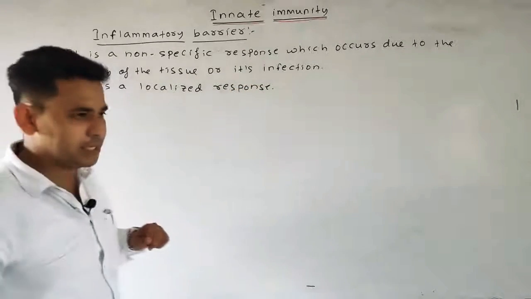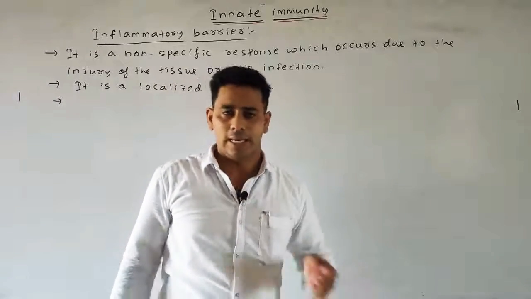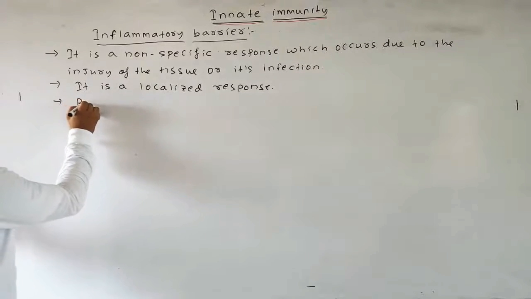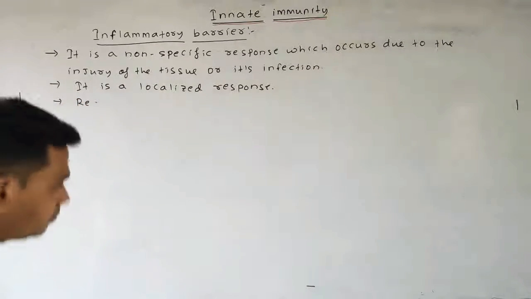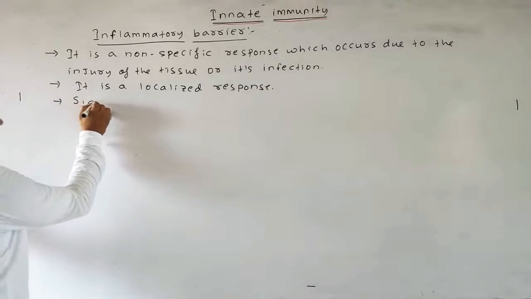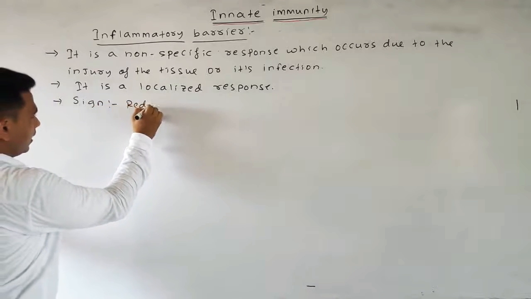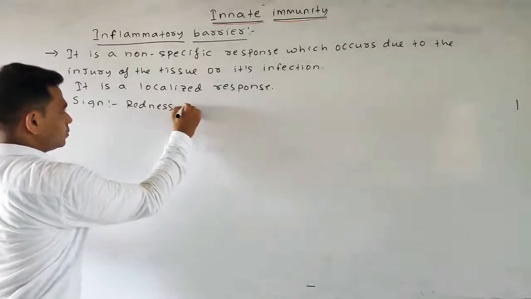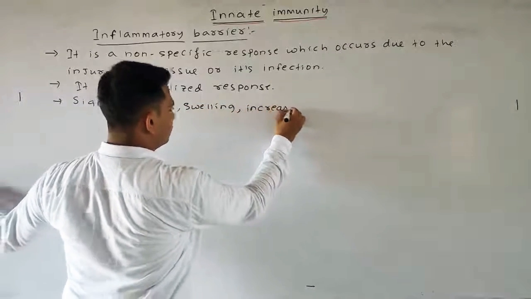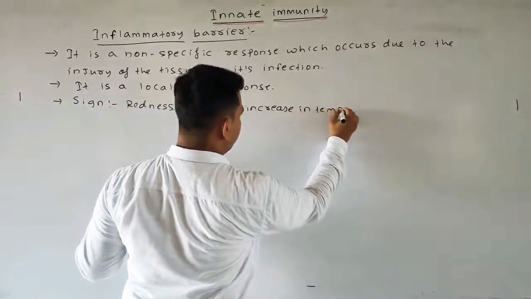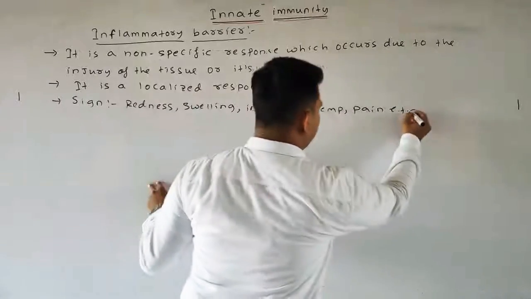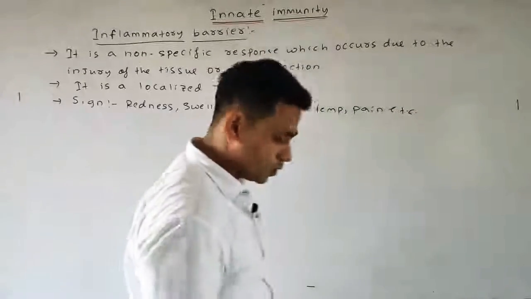What are the various signs we see? Redness, swelling, increase in temperature, pain, etc. Okay. Now come to your concept, how the inflammatory barrier comes into action.